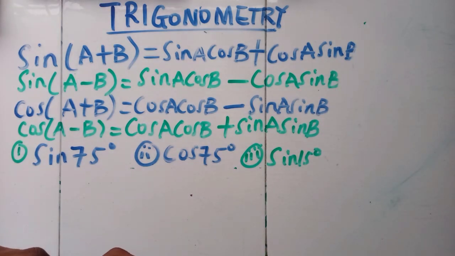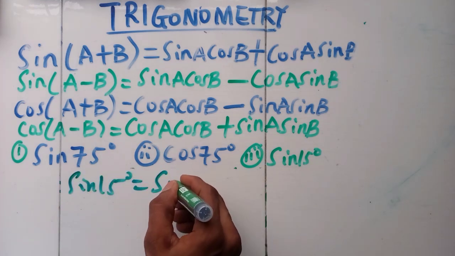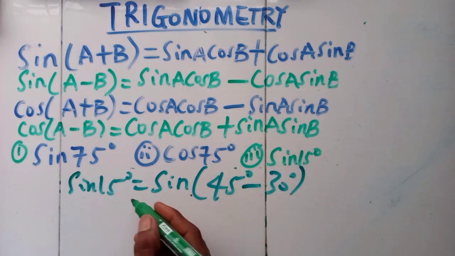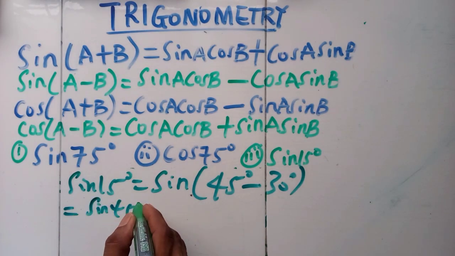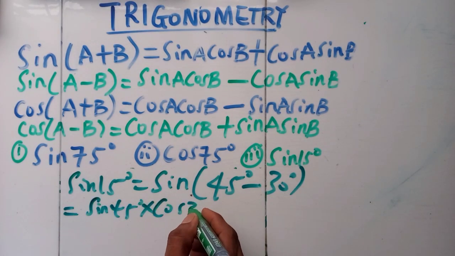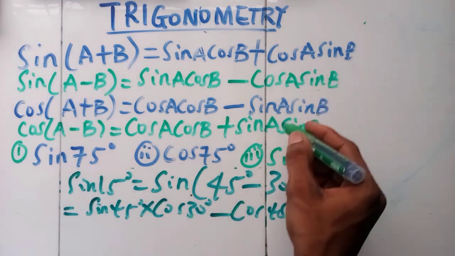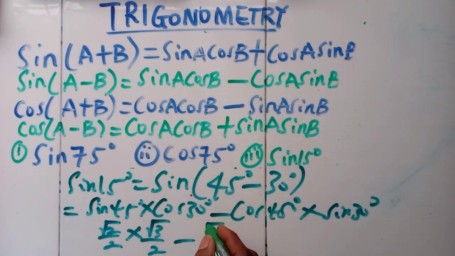So for sin 15 degrees, sin 15 degrees is the same thing as saying sin of 45 degrees minus 30 degrees, since 45 minus 30 will still give me 15. So I can use the negative version: sin A cos B minus cos A sin B. That is sin 45 times cos 30 degrees, minus cos 45 degrees times sin 30 degrees. So sin 45 is root 2 over 2 in short form, times cos 30 is root 3 over 2, minus cos 45, which is root 2 over 2, times sin 30, which is 1 over 2.